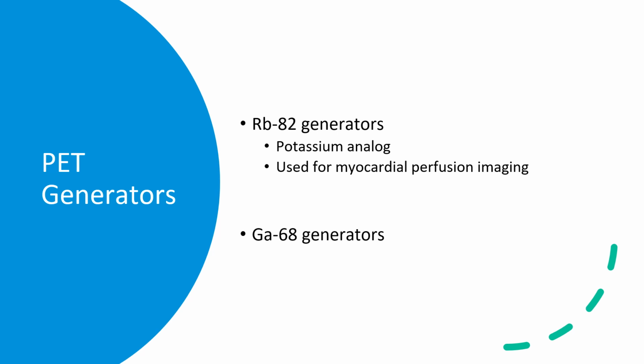So as I stated, there are two generators, the rubidium-82 generator. Rubidium-82 is a potassium analog and is used for myocardial perfusion imaging. And then the gallium-68 generator. Gallium-68 does readily tag to a lot of things, but what we know it as is mostly being tagged to PSMA for prostate cancer imaging, or to DOTATATE or DOTATOC for neuroendocrine imaging.